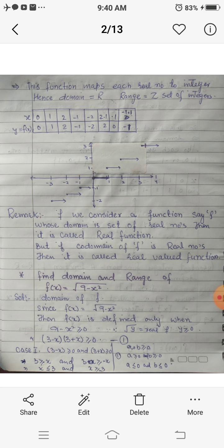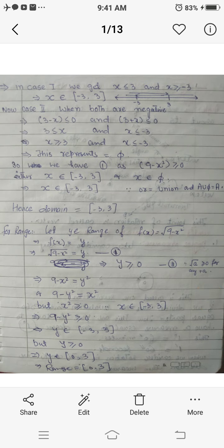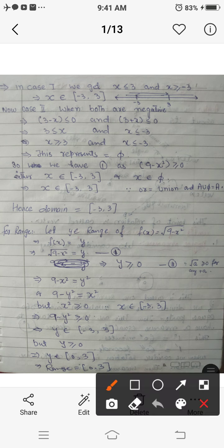Or in second case, both the numbers are negative, because the product of two negative numbers is positive, as minus 3 into minus 3 is plus 9. So these two numbers may be negative, that is 3 minus x is less or equals to 0, and 3 plus x is less or equals to 0, which implies that x is greater or equals to 3 and x is less or equals to minus 3.